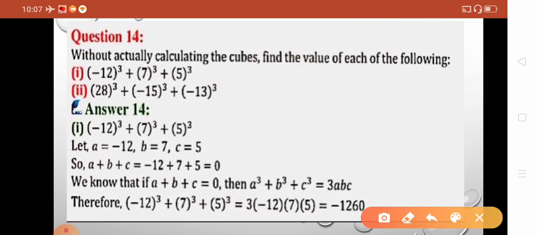Similarly, in the next question also you can clearly see 28 plus minus 15 plus minus 13 is equal to 0.